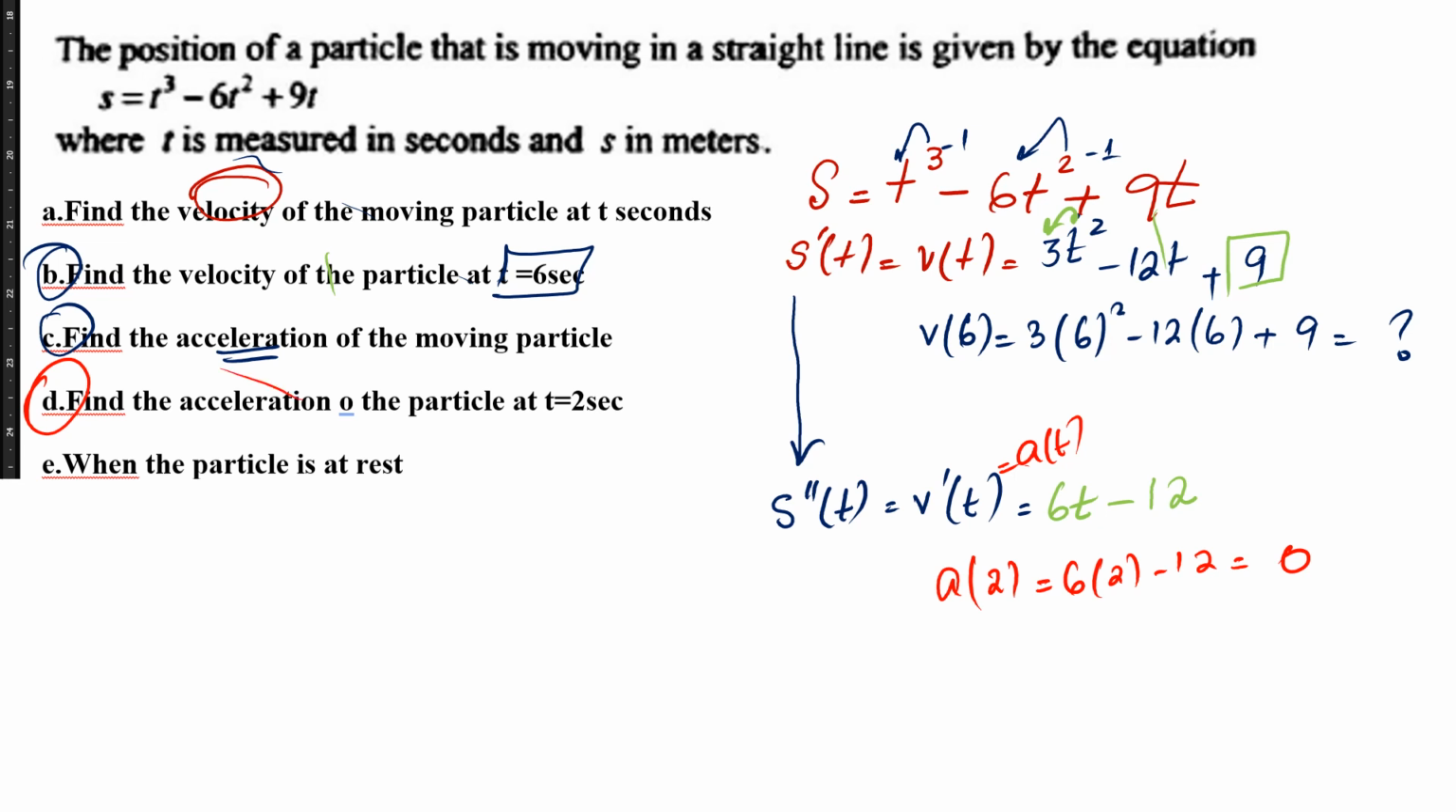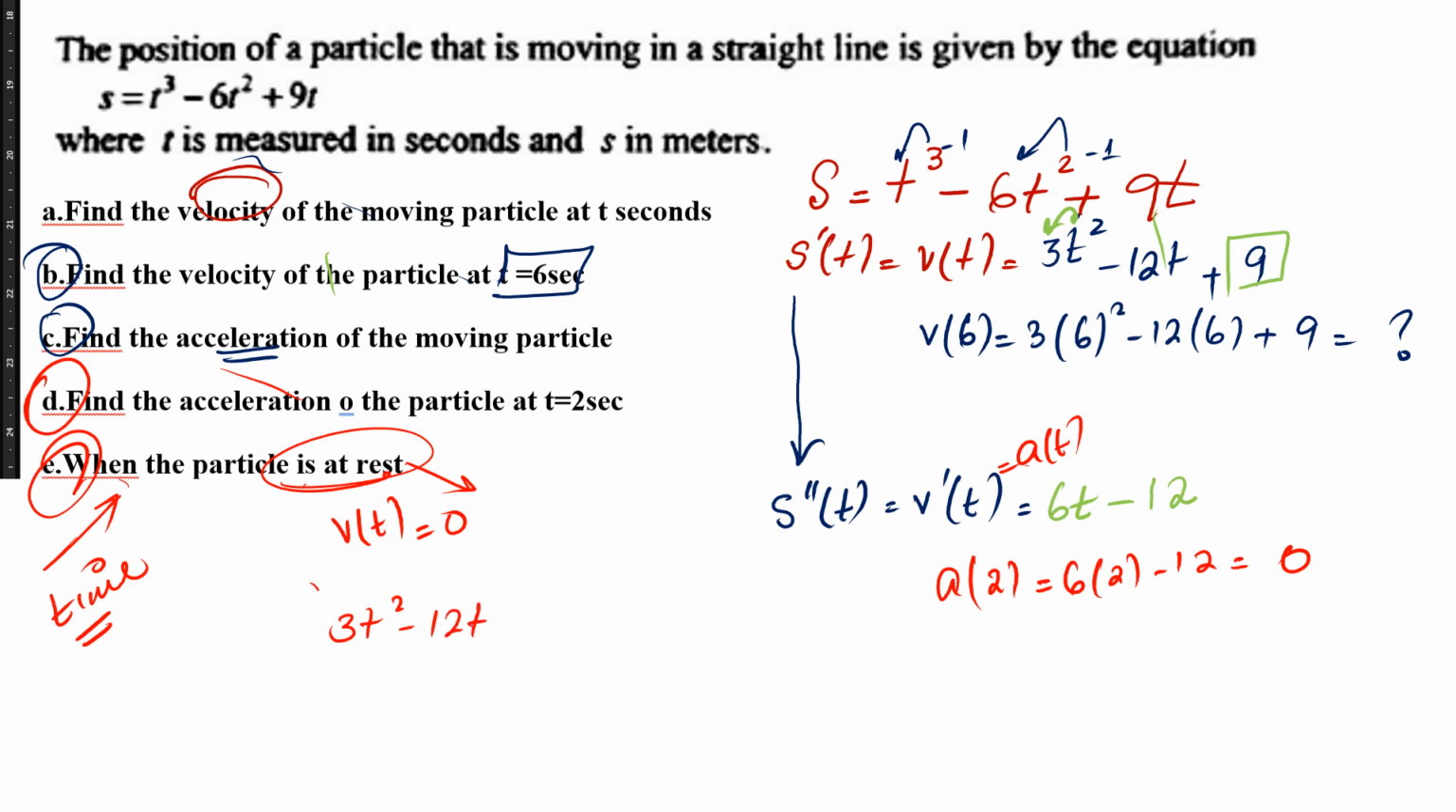Now the last part: when the particle is at rest. What is meant by this statement? It means the velocity is 0. When means find the time. How long, when, it all indicates the time. Okay, so where is the velocity function? 3t squared minus 12t plus 9. This is the velocity function, right? Second line.